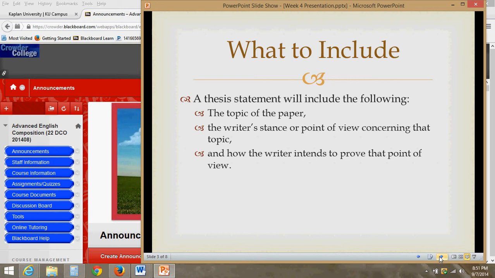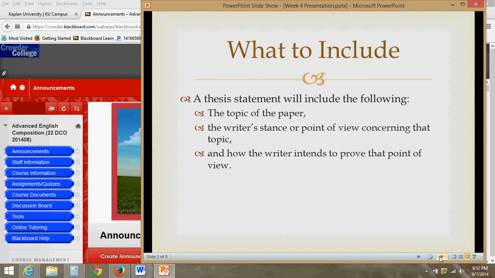So if it's a compare and contrast, that needs to be clear. If it's trying to get you to agree with something, that needs to be clear. But the point of view that you are taking in the paper needs to be clear in that thesis statement. And then you need to share how you intend to prove that point of view. So it actually needs to go through and give some specifics.